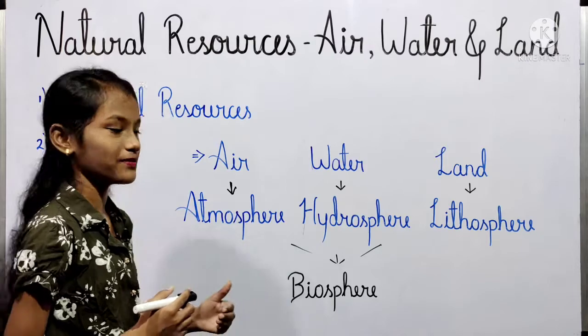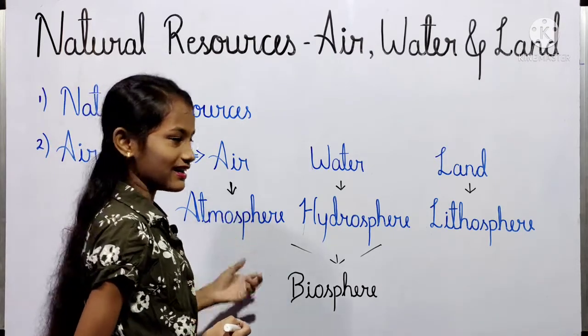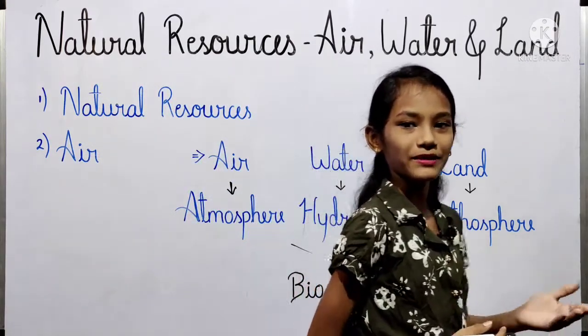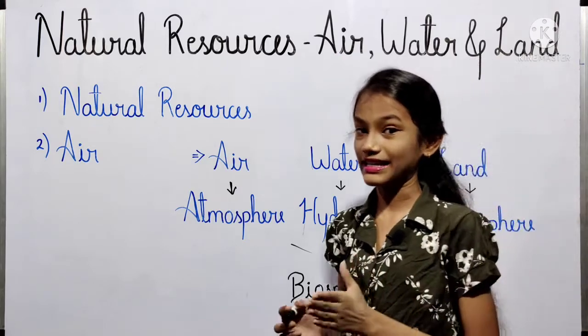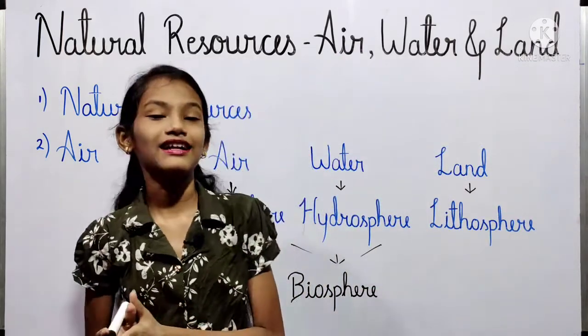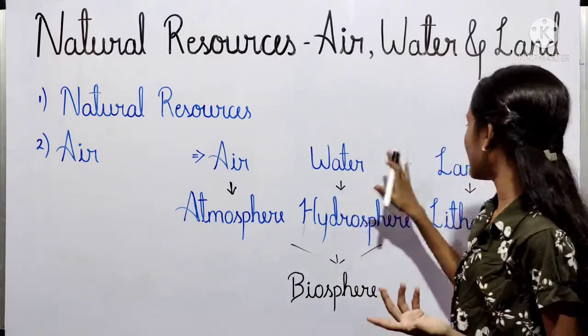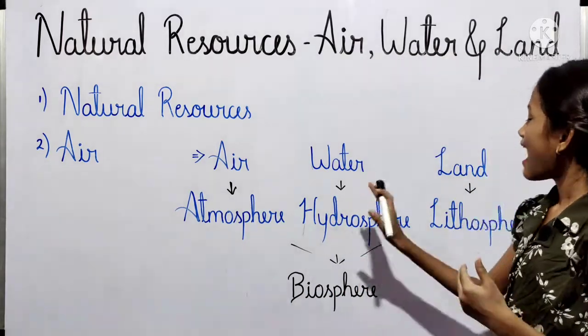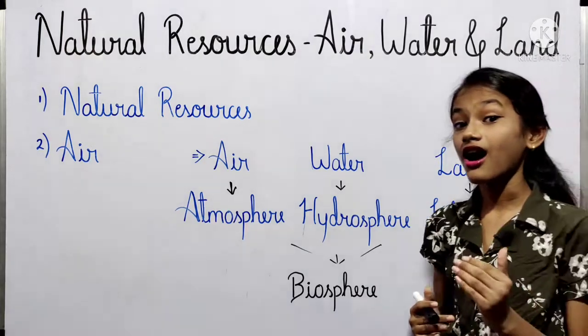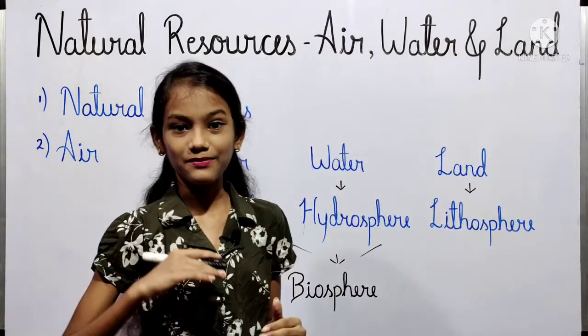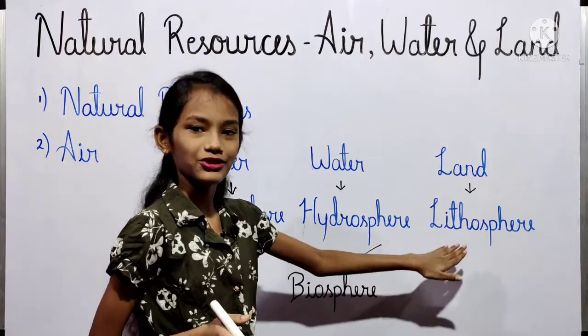Biosphere yani jeev mandal, atmosphere yani vayumandal and lithosphere yani bhumi mandal. And the atmosphere is the layer of air that surrounds the earth, and the earth's surface comprises the water and the land, that is the hydrosphere and lithosphere. Of this, the hydrosphere contains a much larger part than the lithosphere.